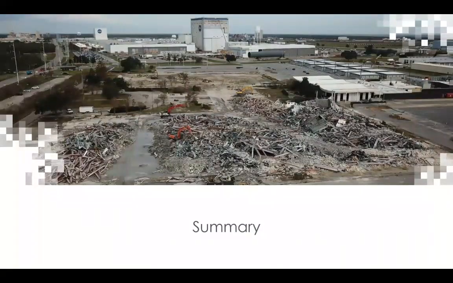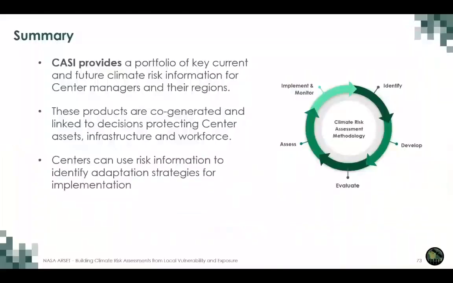As a summary of what we've done, CASI provides a portfolio of key current and future climate risk information for center managers and their regions. We have used this climate risk assessment methodology on the right to produce a series of products that are co-generated and linked to decisions protecting center assets, infrastructure, and workforce. Centers can therefore use this risk information to identify adaptation strategies for implementation and further planning.